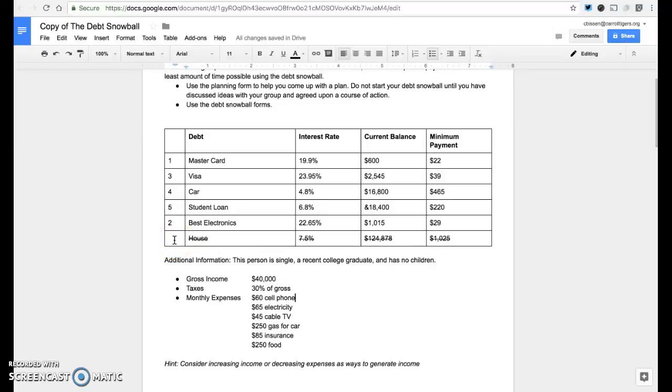Okay, so how this works is you're going to pay the minimum payment on everything. You don't want to go to collection, so you're going to keep paying all of your stuff. However, you're going to pay this minimum payment plus every other dollar you can come up with. So you might have a garage sale, you might sell some things, you might pick up another part-time job, whatever it is, you're going to pay 22 plus every other dollar you can come up with every month until you've paid off the $600.